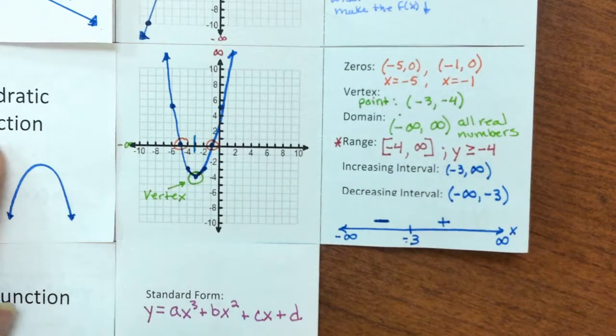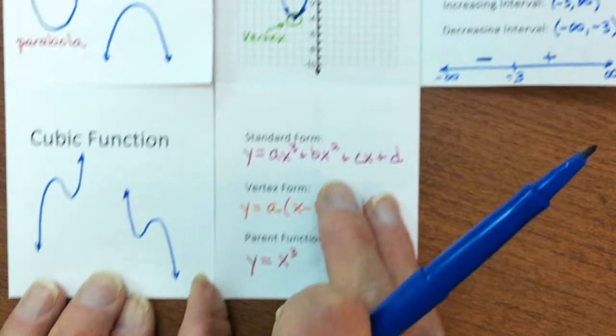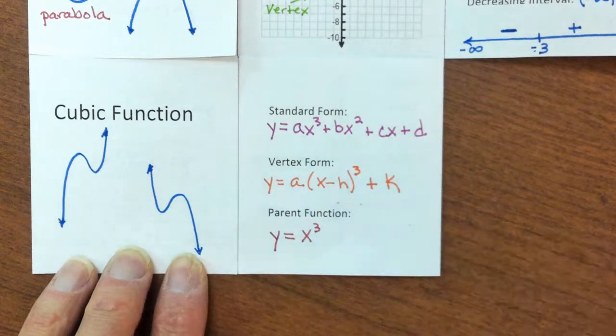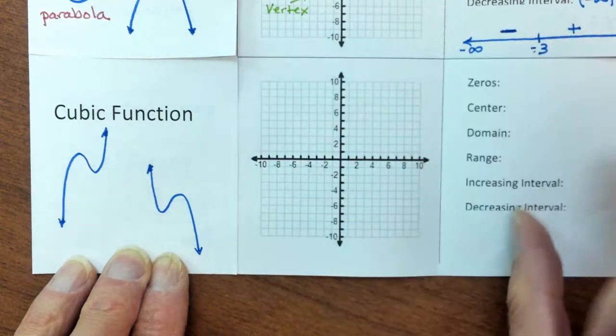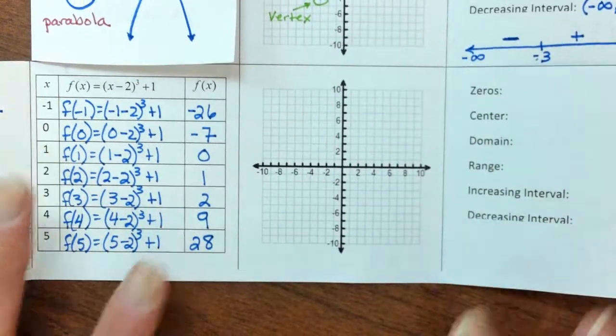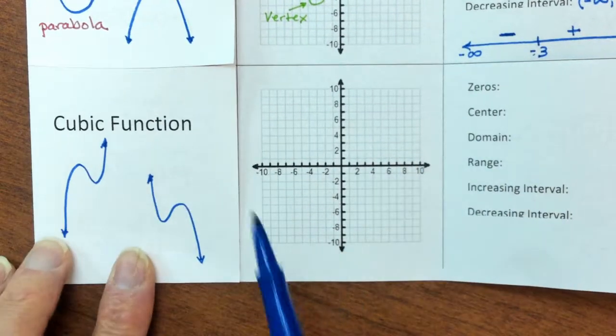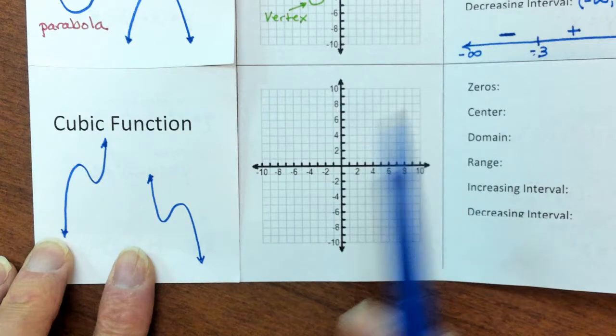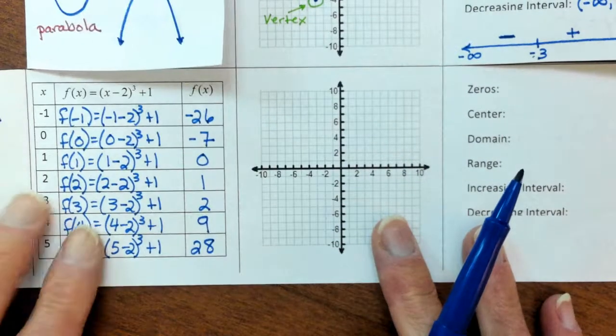Okay, let's look at our last one. Our last one is cubic function. Let's hear it for cubics. So let's go ahead and graph our points. Again, we have to be careful because we have this little swirly thing going on. We just can't put 2 points in.